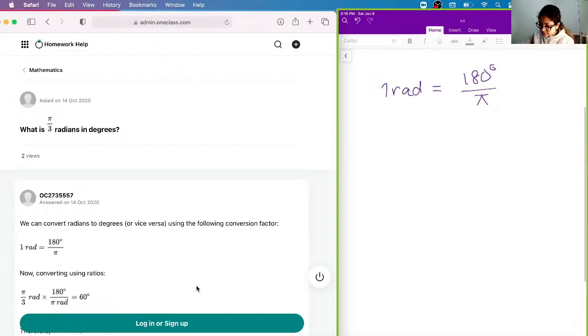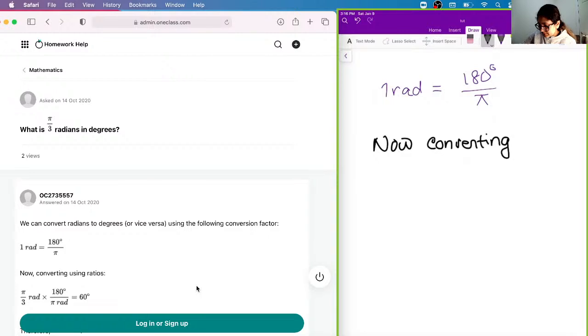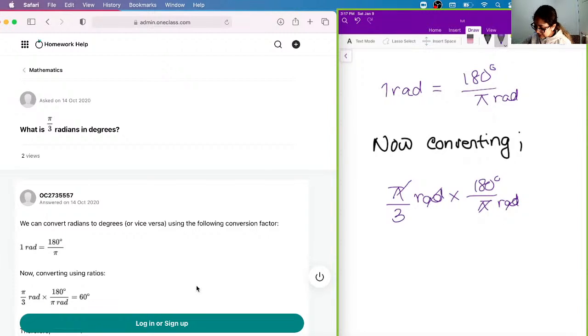So now we're converting. We have pi over 3 radians times 180 degrees over pi. From this, you can see that the pi radian and pi get canceled out.